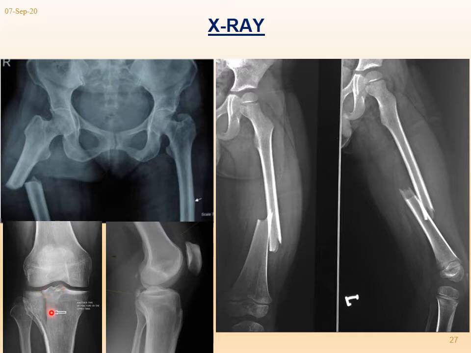Here you can see the fracture in the proximal part of the tibia. If you have not done an x-ray of the knee joint in a fracture shaft of femur, then you can miss these fractures as well. So it should be done on every suspected fracture shaft of femur: pelvis AP view and knee joint AP and lateral view.